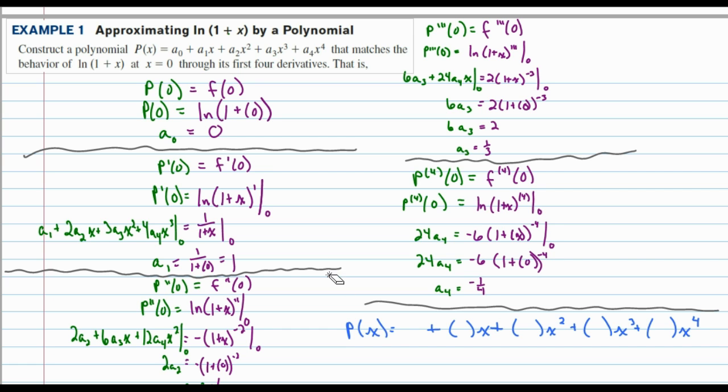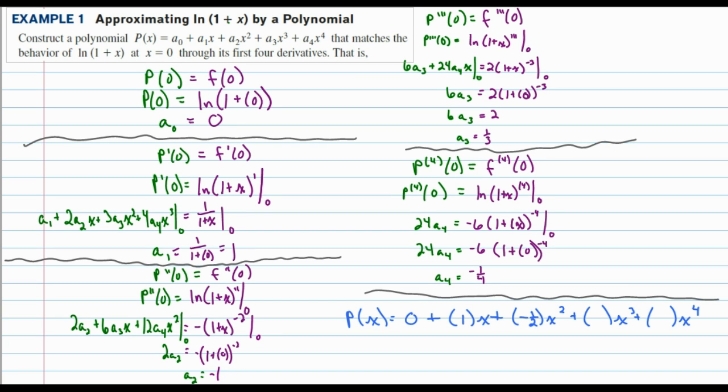A sub 0 we said was 0. A sub 1 we found over here was 1. A sub 2 is -1/2. Oops, I had that as -1. It should have been -1/2. I'll fix that in a second. A sub 3 is 1/3. And then finally, a sub 4 is -1/4. And then if I simplify, I get this polynomial.